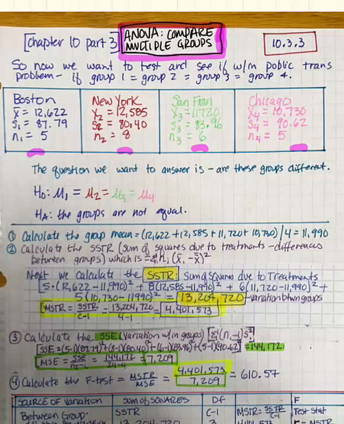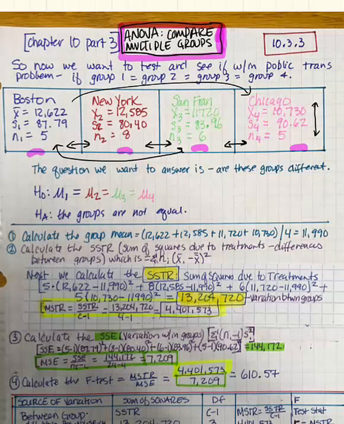ANOVA is an interesting tool that allows us to take a look at the variation inside of a group and the variation between groups. So we're going to look at the variation between, say, this group and that group, or this one and this one, and so on. But we're also going to look at the variation within the groups. So within the group of Chicago, within San Francisco, within New York, within Boston.